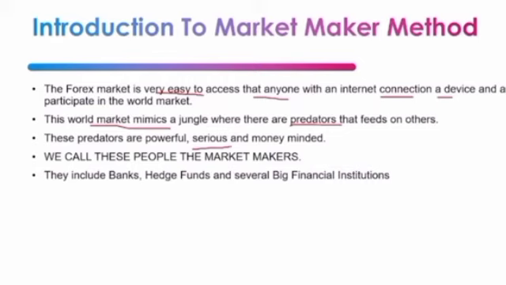So if you are going into the markets, what species are you within the food chain? Are you going to be a predator? Are you going to be the one that is going to supply food within that chain? These predators are the ones we call the market makers. Market makers include banks, hedge funds, and several big financial institutions.